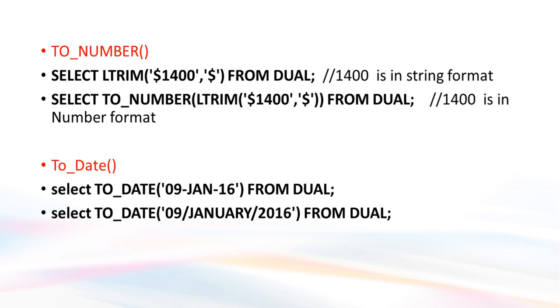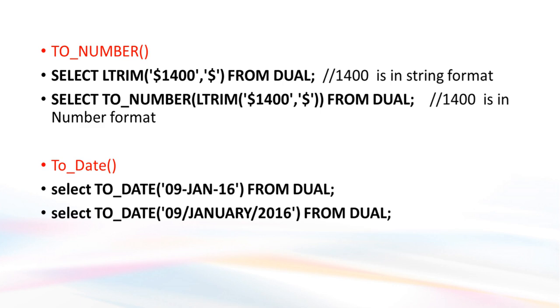Now see this, select to_number of ltrim. The inner function will remove the dollar sign, and this will return 1400, but still that is a string. On top of that, we need to use the to_number function. The final result will be written as 1400 in number format. Okay, so this is another function we have.